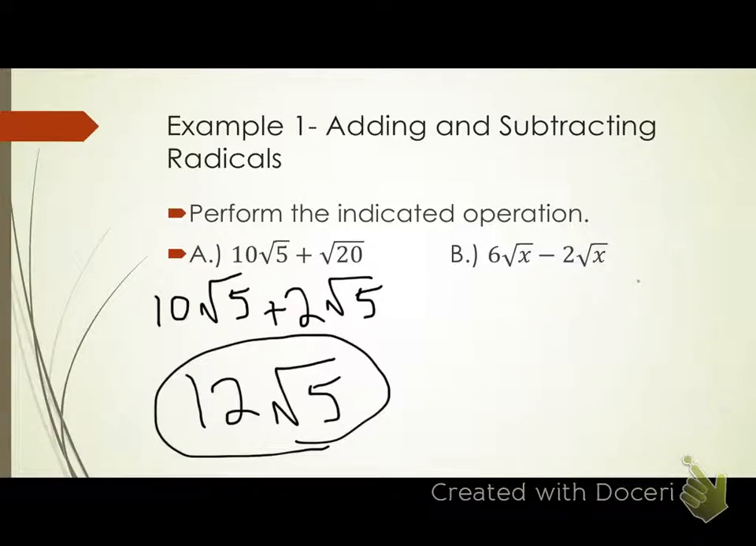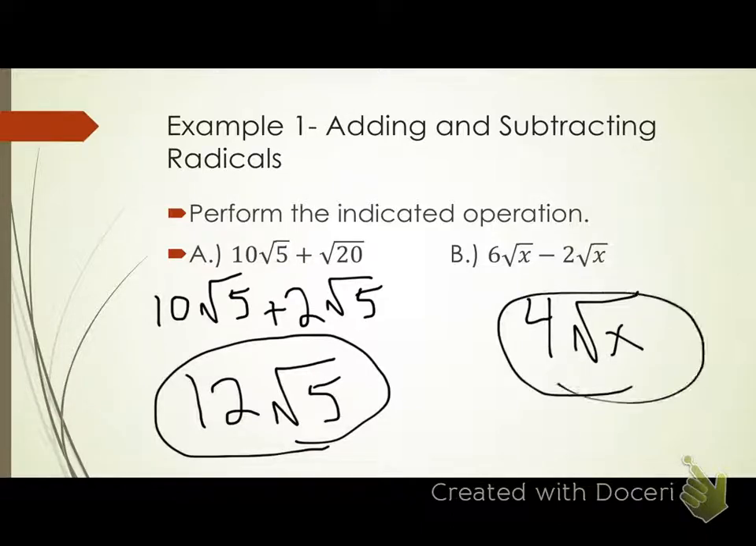Let's look at letter B. We have 6 square root of x minus 2 square root of x. Right off the bat, we have like radicals. My radicals have the same index as well as the same radicand. So I can go ahead and subtract right off the bat. 6 minus 2 gives me 4. I keep the radical that they both have. There's my simplified answer.